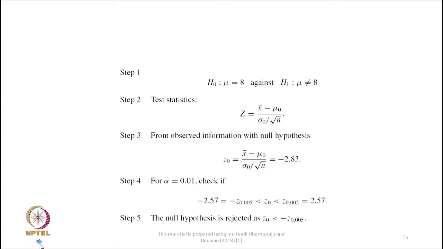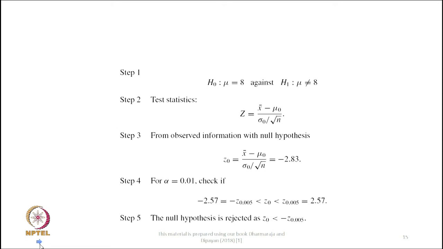Yes, any testing of hypothesis in general has 5 steps. Step 1, you identify the null hypothesis. Once the null hypothesis is identified, you identify the alternate hypothesis. Step 2, related to this problem, you have to identify the test statistics. The problem is related to the population mean. The population mean is unknown and the population variance is known. Just now we have done it in the interval estimation.